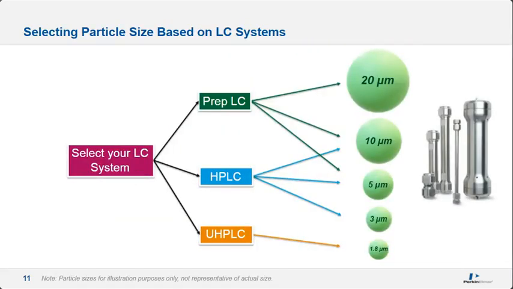Again, a larger overview is what particles match to what particular HPLC technique you're utilizing. In the case of preparative LC, the particles that are generally utilized range from a low of 5 micron to a high of 20 micron. For traditional HPLC, particle sizes range from 3 micron up to 10 micron. And with the introduction of UHPLC, we are now able to utilize particles of sub 2 micron, or in this case, 1.8 micron particles.